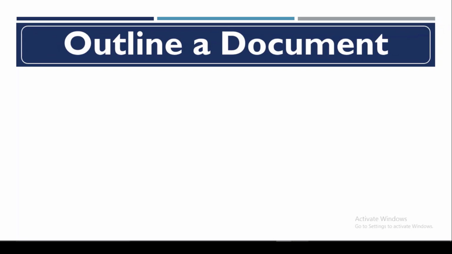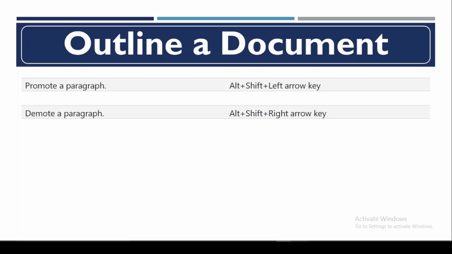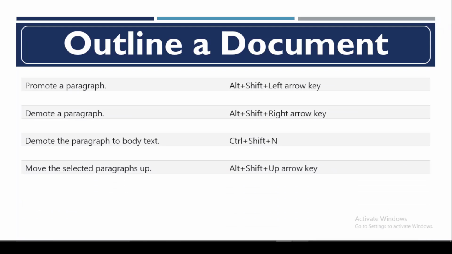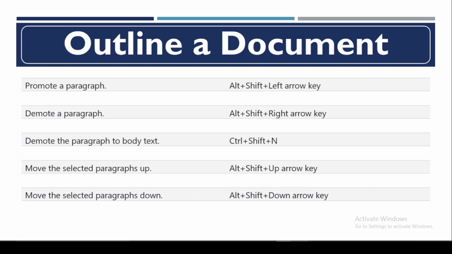Now, have a look at outline a document. These shortcuts only apply when the document is in the outline view. Promote a paragraph. Alt plus Shift plus left arrow key. Demote a paragraph. Alt plus Shift plus right arrow key. Demote the paragraph to body text. Control plus Shift plus N, move the selected paragraphs up. Alt plus Shift plus up arrow key, move the selected paragraphs down. Alt plus Shift plus down arrow key.